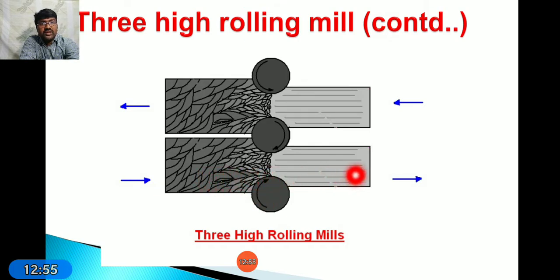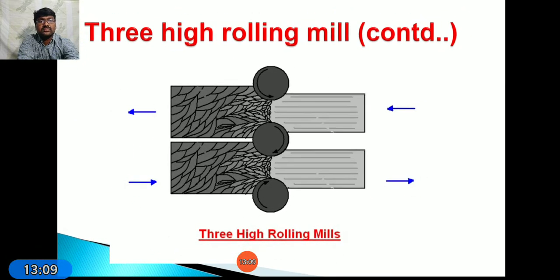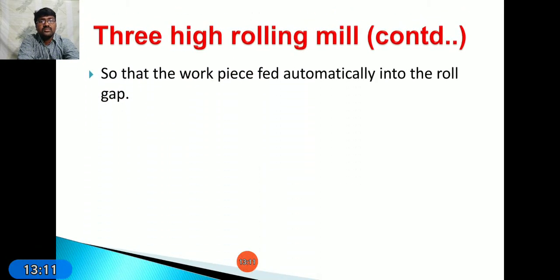And again in this direction. Like that, the rolling process will be done in a three high rolling mill, so that the workpiece is fed automatically into the roll gap.